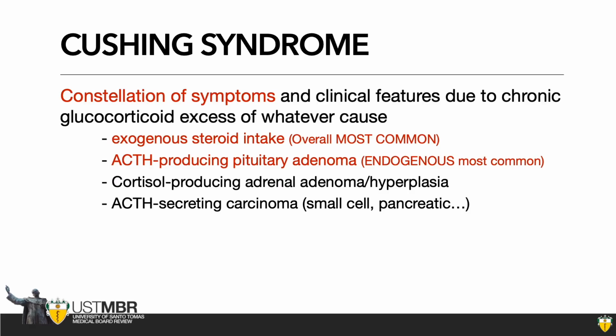The other less common causes of endogenous are cortisol producing adrenal adenoma or hyperplasia, and even rarer are the cancers, the small cell, oat cell that produce ectopic ACTH, or some pancreatic cancer can cause ectopic ACTH and cause Cushing syndrome that way.